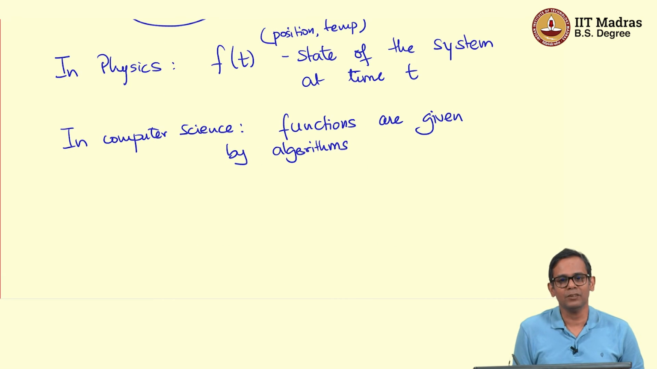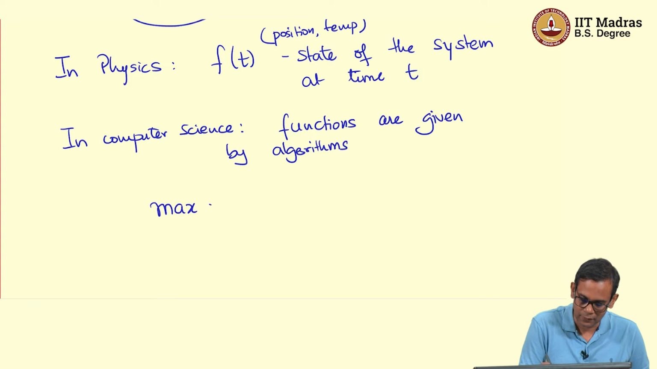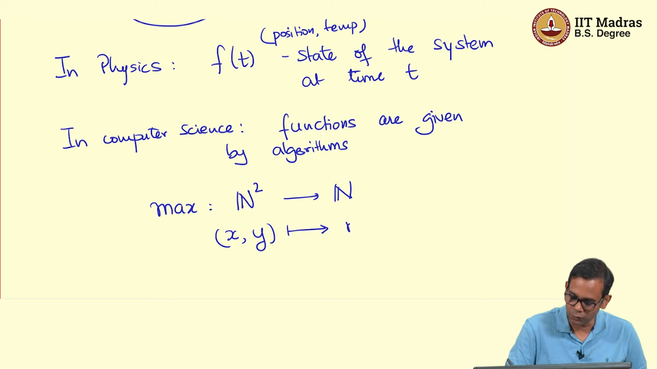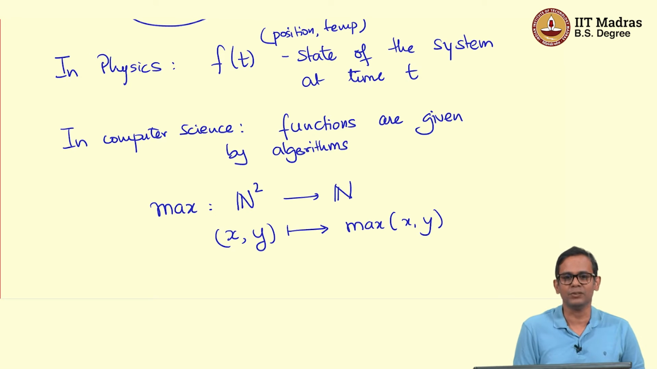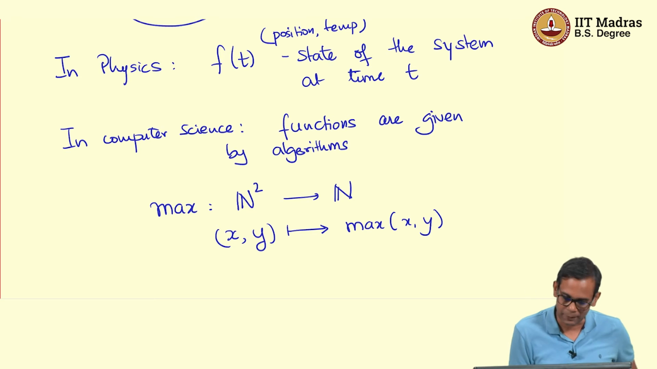For example, you might write a function to find the larger of two numbers. Suppose these are natural numbers, then you would write a function max from N squared to N, given a natural number pair x comma y as the input, and the output would be the larger of x and y. And you would write this using cases: if x is greater than or equal to y, return x, otherwise return y.